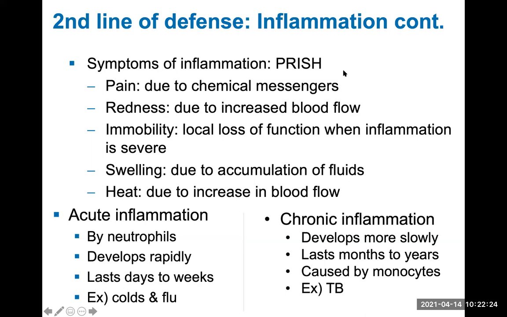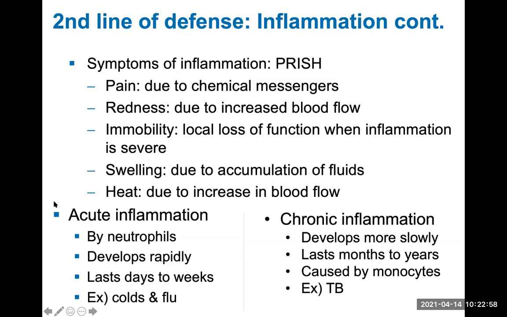We typically will have acute inflammation when you have an injury. Acute inflammation is a rapid, quick response initiated by neutrophils, but then other white blood cells will join in. It develops very rapidly and it usually lasts a few days to a few weeks. You experience acute inflammation every time you have a cold or flu or any other temporary illness or injury.